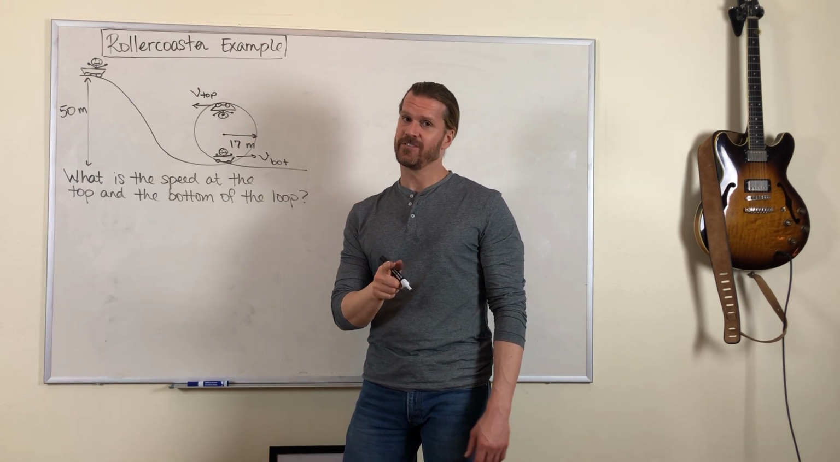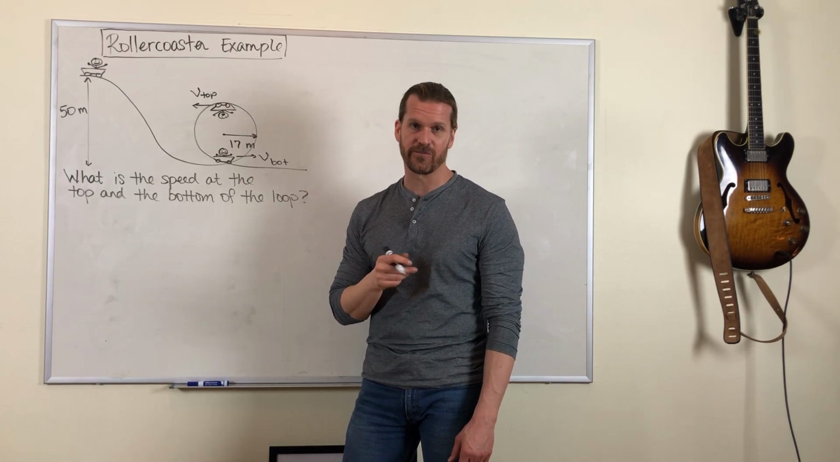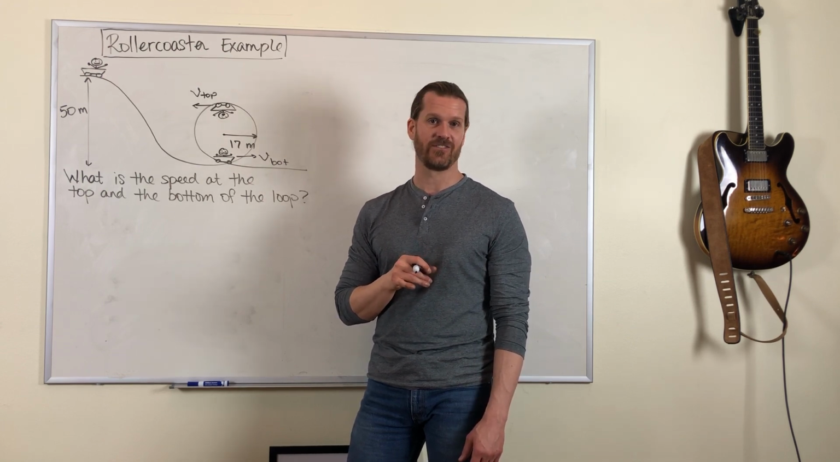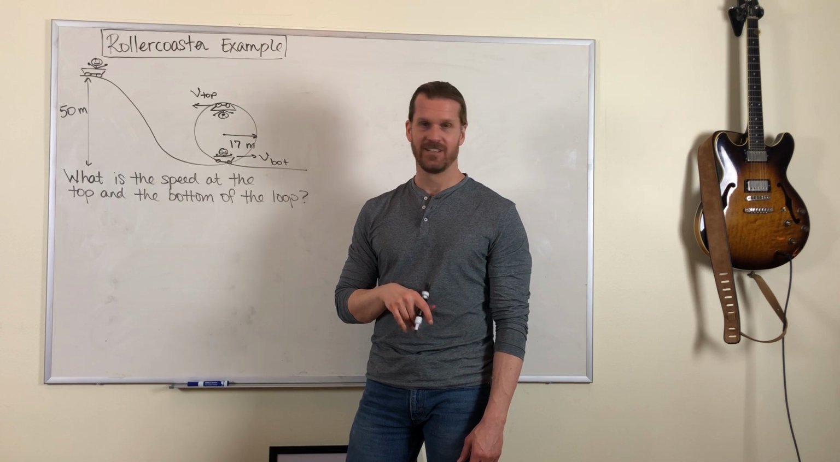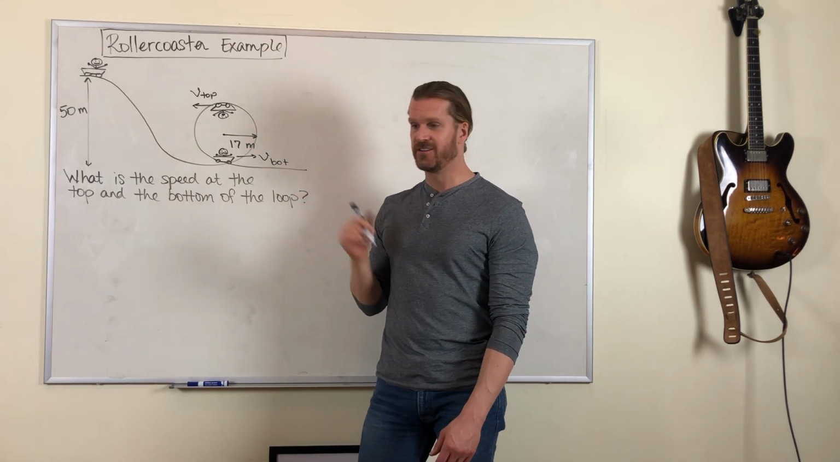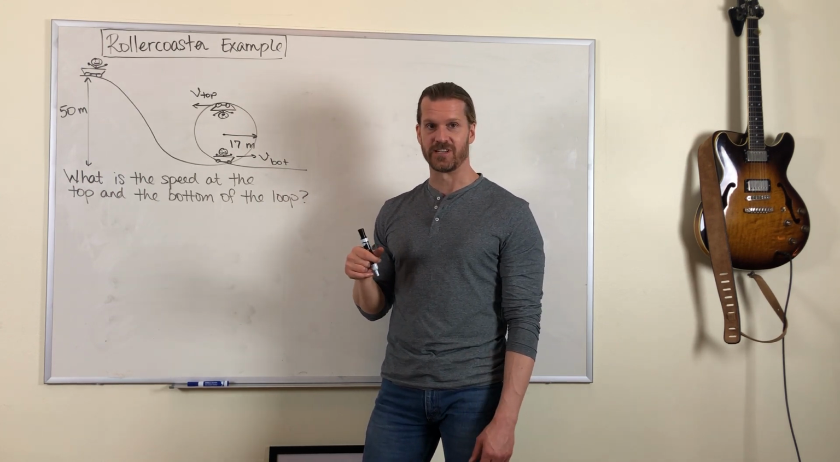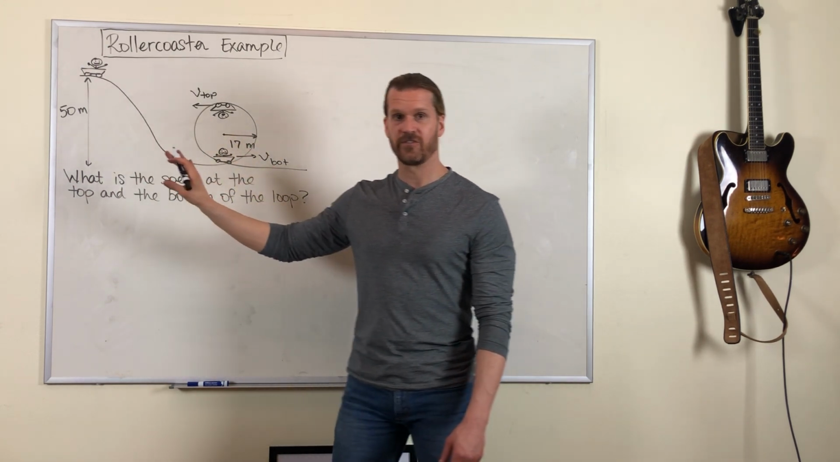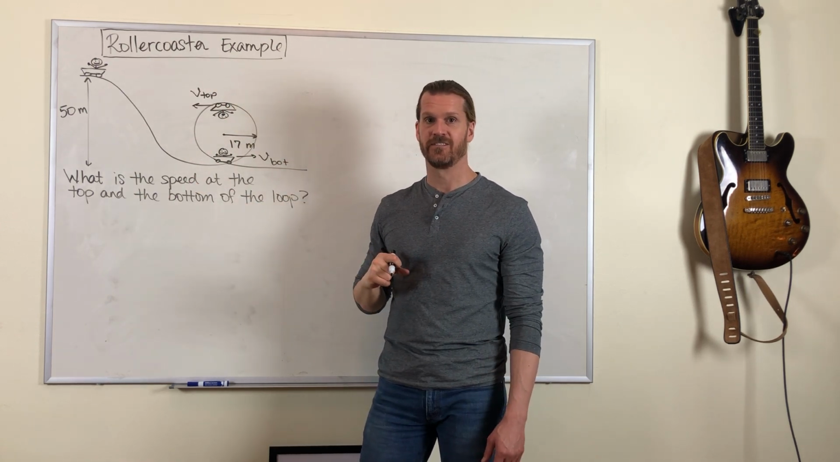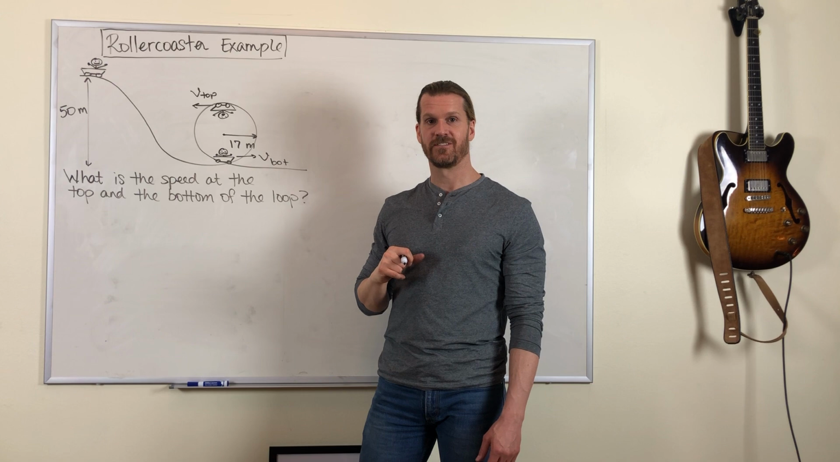But because gravity is a conservative force and the work done by gravity doesn't depend on the path you take, if we assume that this roller coaster is frictionless, then we can use conservation of energy and solve it just knowing the initial height and the final heights. That's all we need to do to analyze this problem.